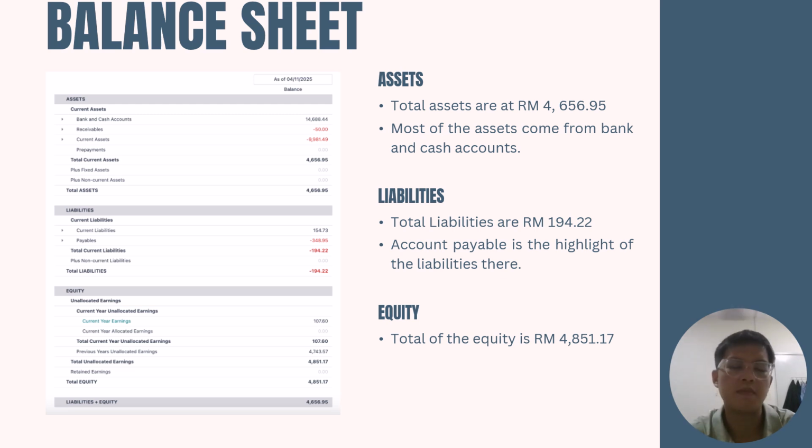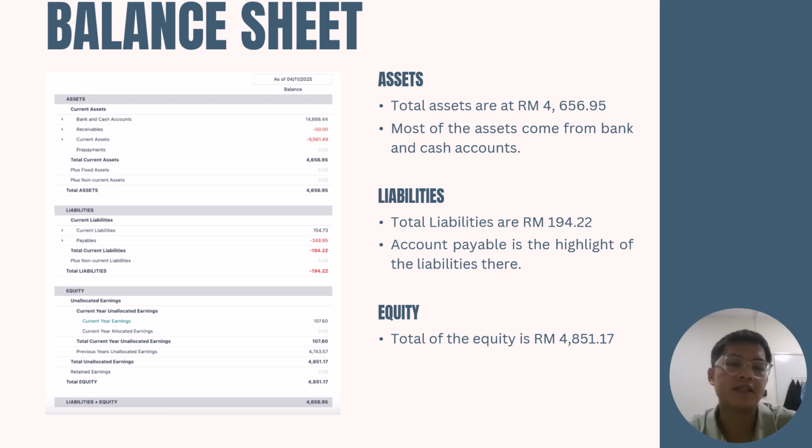We have 14,688 in cash and bank balances, which reflect strong liquidity. However, total current assets show a deficit of minus 9,981, primarily due to adjustment in receivable and prepayments. Our fixed assets, valued at 4,657, represent our long-term investment in other resources.